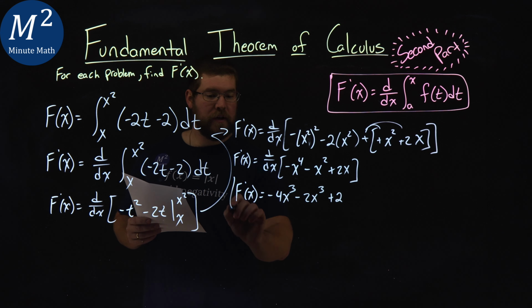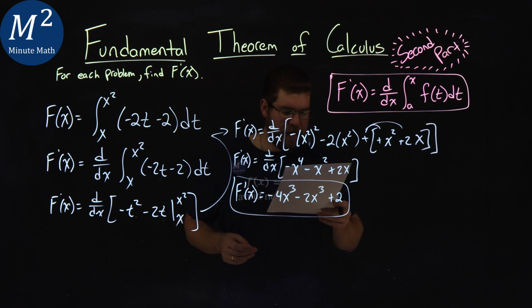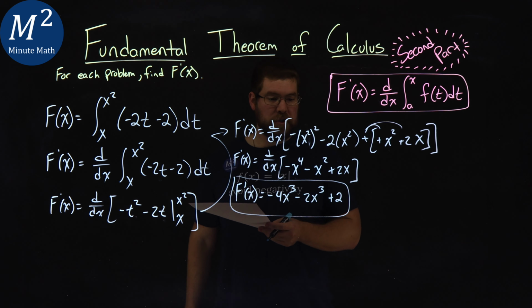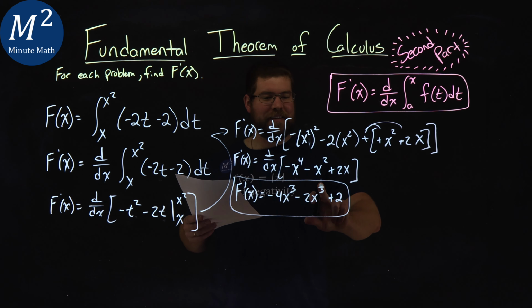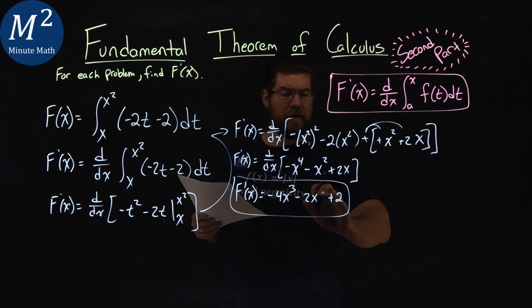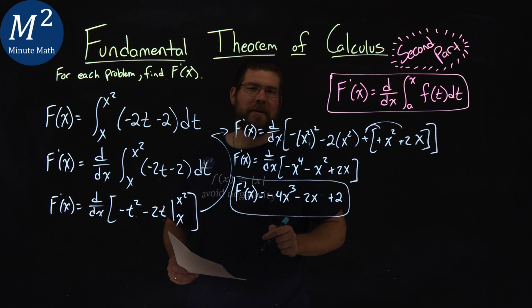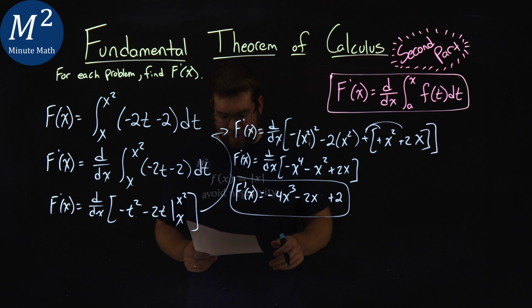Our final answer here for capital F prime of x is equal to negative 4x to the third minus 2x cubed. Oopsie. It's just a 2x. Why did I say cubed? I was integrating. Sorry. Minus 2x plus 2. And if you caught that mistake, let me know down in the description below.